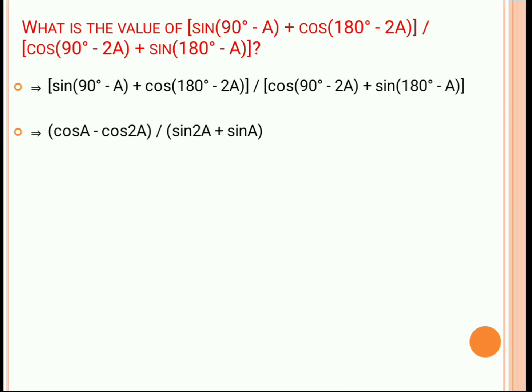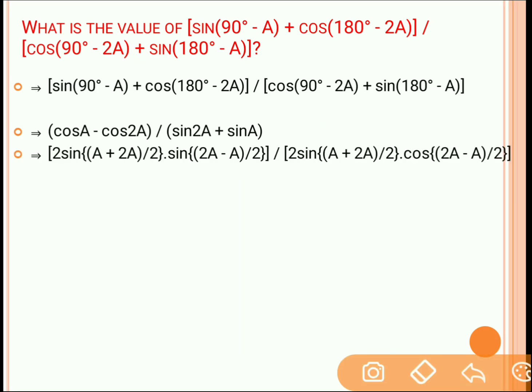So using the identity of sum to product, you can say that cos minus cos is equal to what? 2 sine addition by 2 into sine subtraction by 2. So cos a minus cos 2a can be written as 2 times sine a plus 2a by 2 into sine 2a minus a by 2, upon sine plus sine can be written as 2 sine cos. So 2 times sine addition, that is 2a plus a by 2 into cos subtraction, that is 2a minus a by 2.